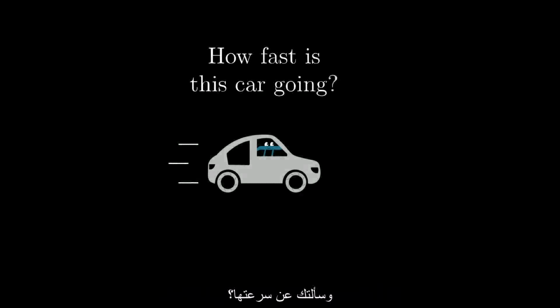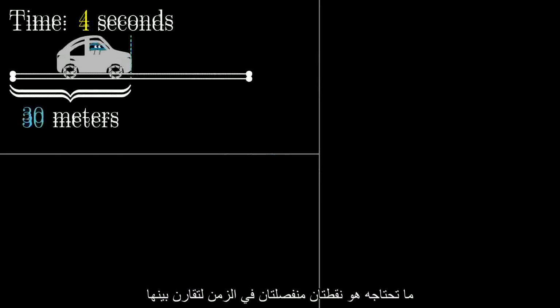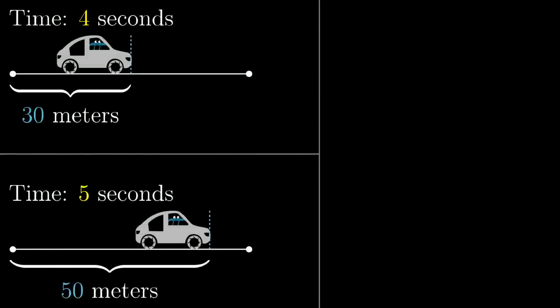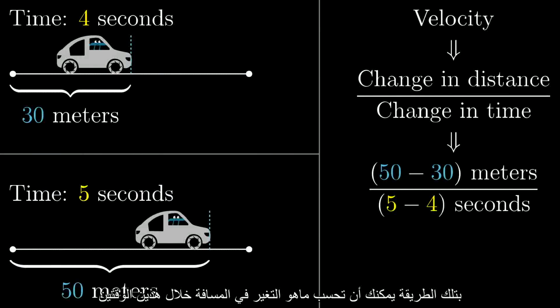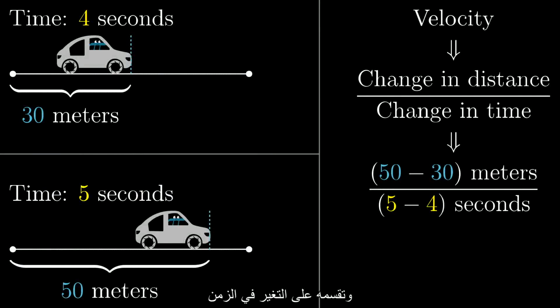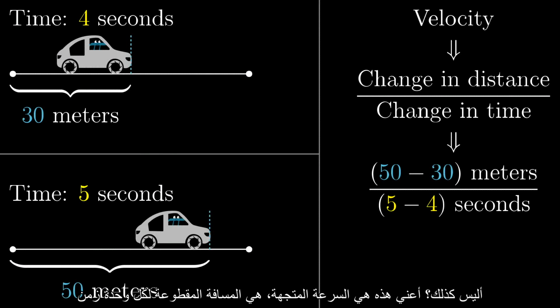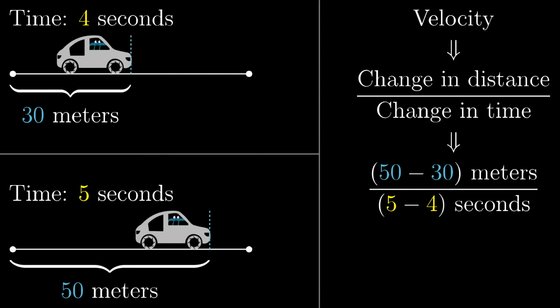If I show you a picture of a car, just a snapshot in an instant, and I ask you how fast it's going, you'd have no way of telling me. What you'd need are two separate points in time to compare. That way you can compute whatever the change in distance across those times is, divided by the change in time. Right? I mean, that's what velocity is. It's the distance traveled per unit time.